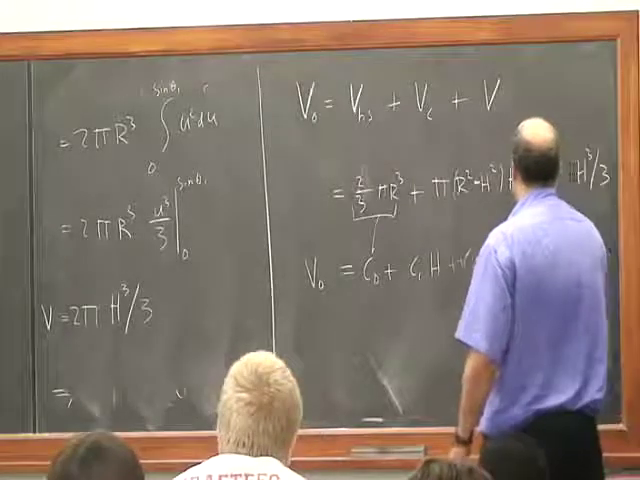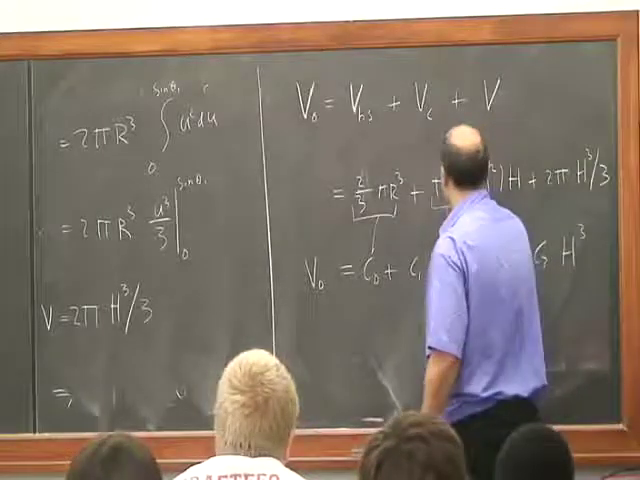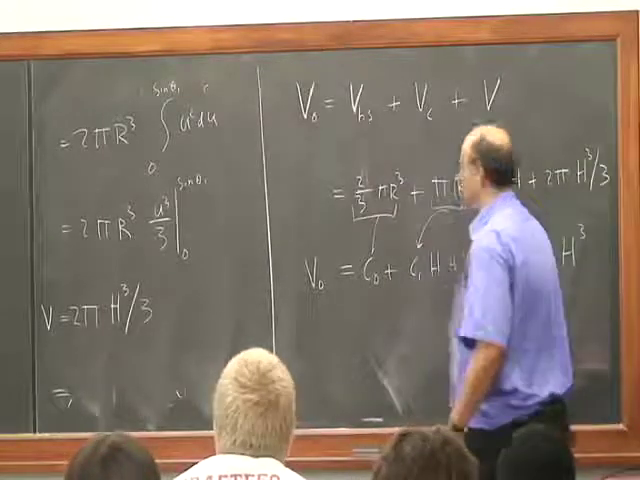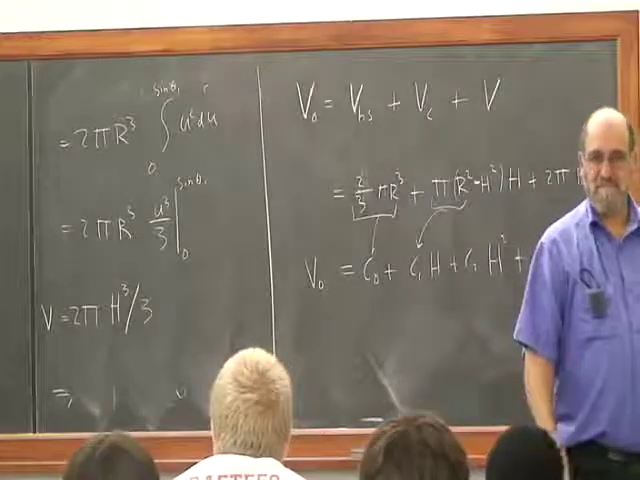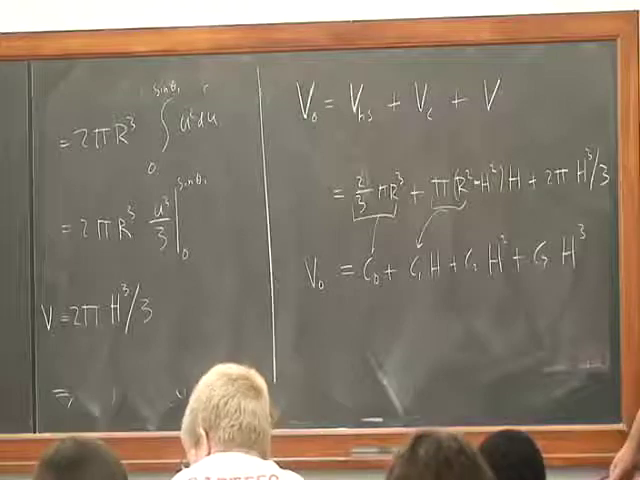And where's the term that's linear in h? That would be pi r squared. So this pi r squared would be C1, and so on. Okay, so as far as h is concerned, it's a cubic formula.